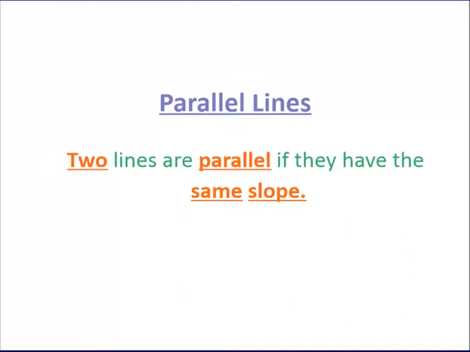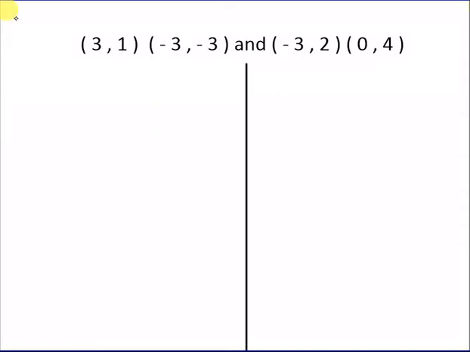So parallel lines. Two lines are parallel if they have the same slope. So the slope has to be exactly identical. So if one line has a slope of m equals -3, the other one has to have a slope of m equals -3. If it's m equals 3, that's not the same. It has to be absolutely identical. So let's look at a couple examples, okay?